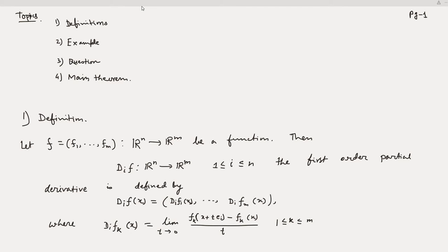Okay, so this is the ith partial derivative of kth component function fk. Okay, so this is the first order partial derivative of f. So now we defined. So this is again a function from Rn to Rm. So provided these limits exist.